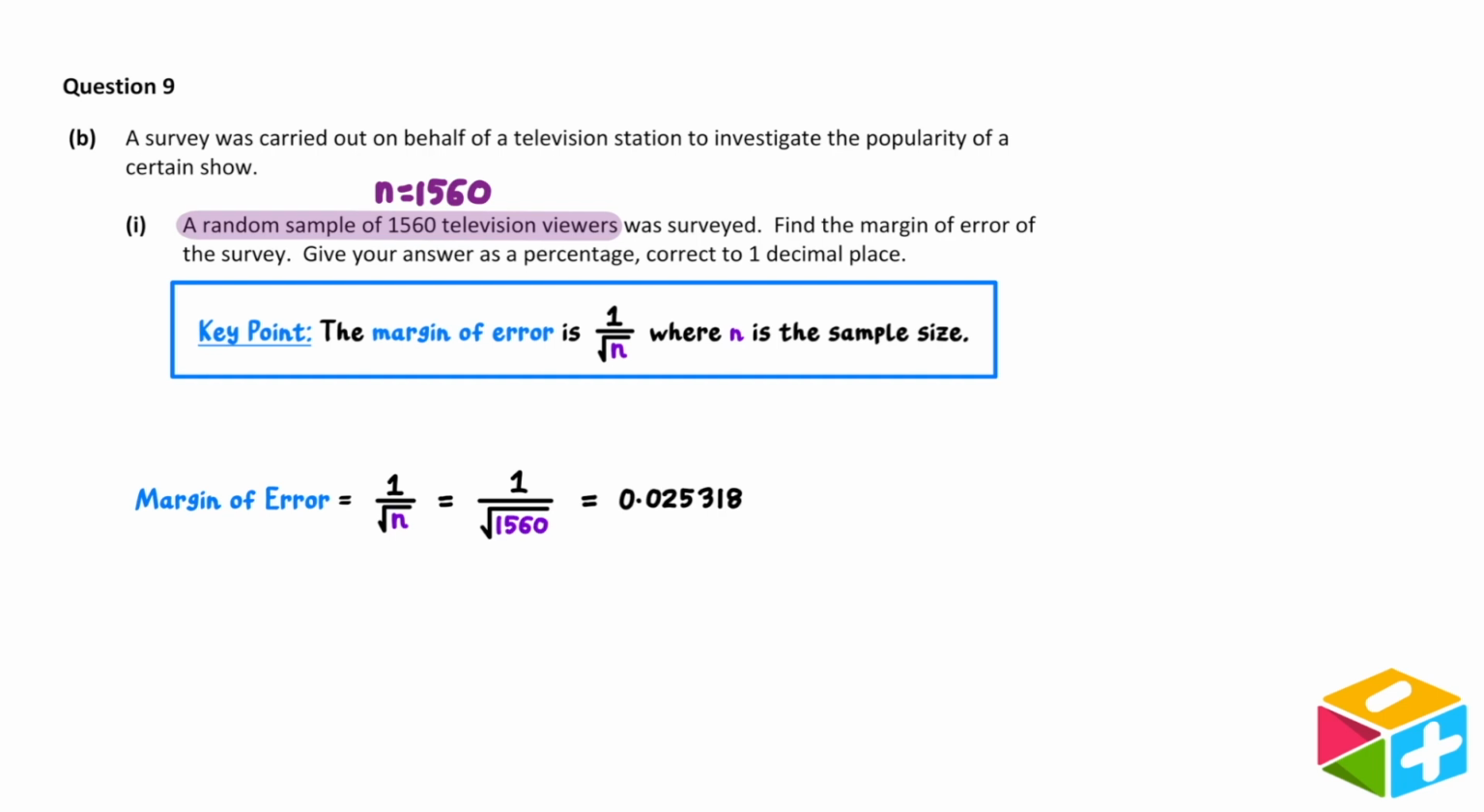Typing this in our calculator gives us an answer of 0.025318. We must give our answer as a percentage. To convert from a decimal to a percentage, we multiply by 100. Another way to think of this is that we move the decimal point 2 slots to the right. So, as a percentage, our answer is 2.5318%. We need to present our answer to 1 decimal place, so rounding off gives us our final answer of 2.5%.